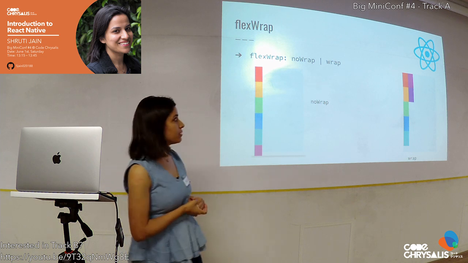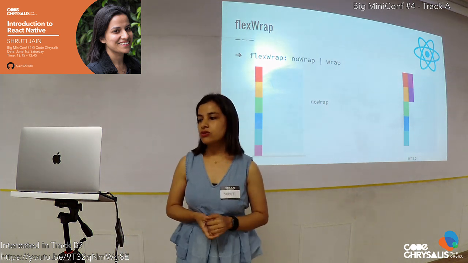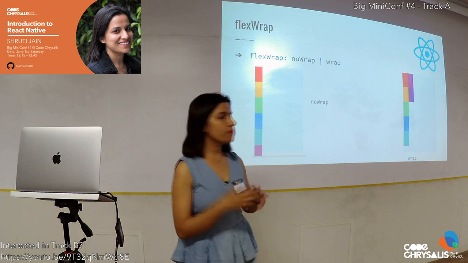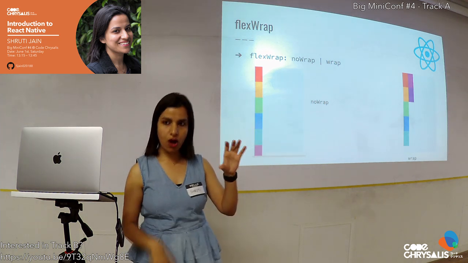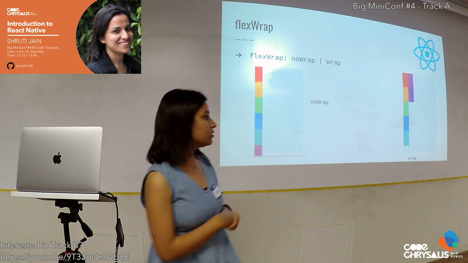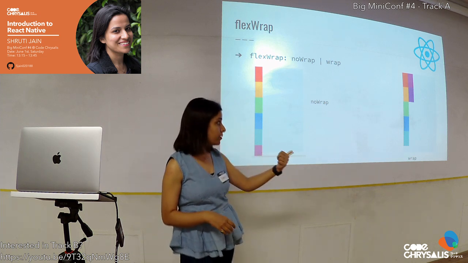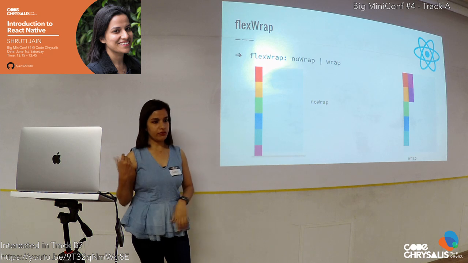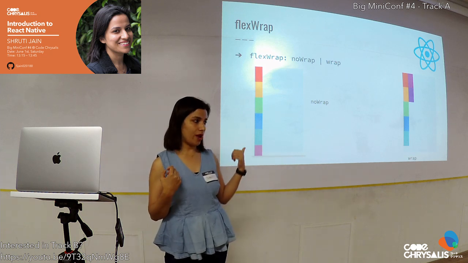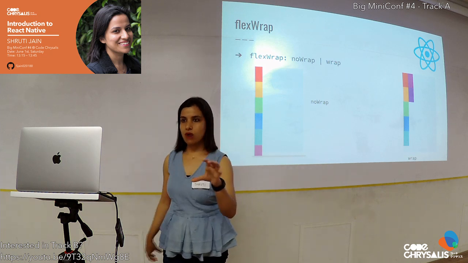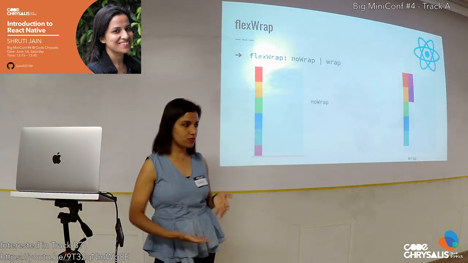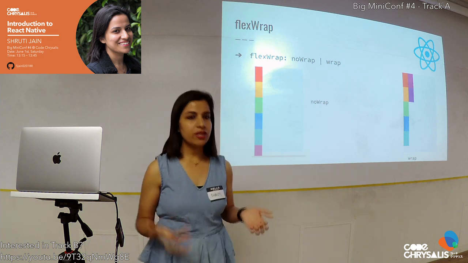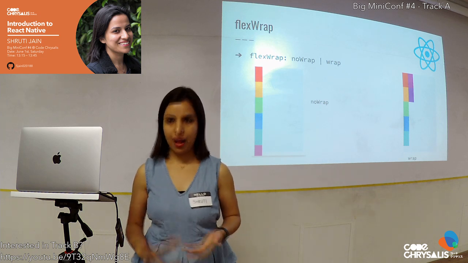And then you have something called flex wrap. If you want the components to be wrapped within the parent component, not to overflow out of that component, then you can use a property called wrap. On the right side, there is an example of no wrap, so it just overflows out of the component. This is how you use Flexbox for the placement of the components in your app.